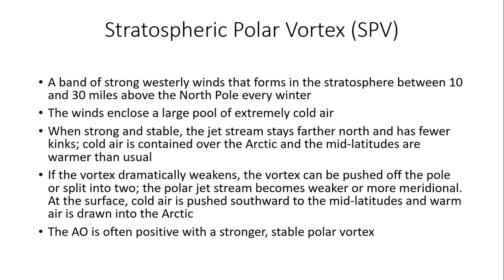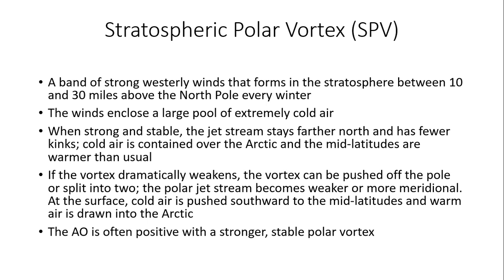The stratospheric polar vortex, what is it exactly? It's a band of strong westerly winds that forms in the stratosphere between 10 and 30 miles above the North Pole. And it forms every wintertime. That's normal. The winds around this vortex enclose a large pool of extremely cold air. Now, when the polar vortex is strong and stable, the jet stream stays farther north, has fewer kinks in it. The cold air is contained and remains well to the north over the Arctic region, and the mid-latitudes are warmer or fairly mild. That's a stronger polar vortex, stable, and remains up over the North Polar area.